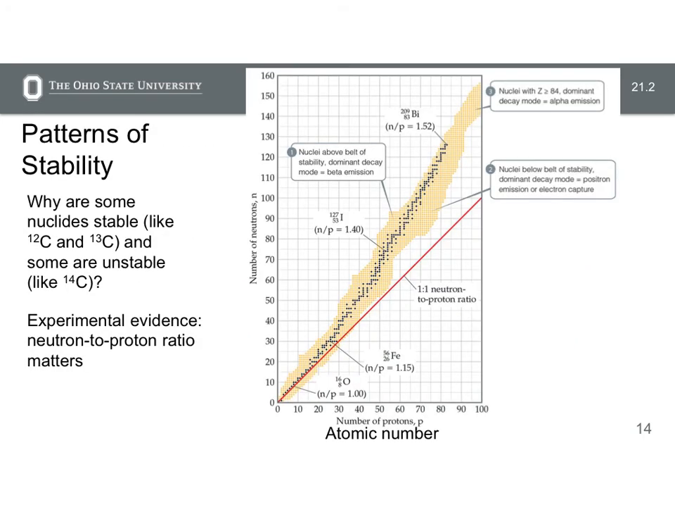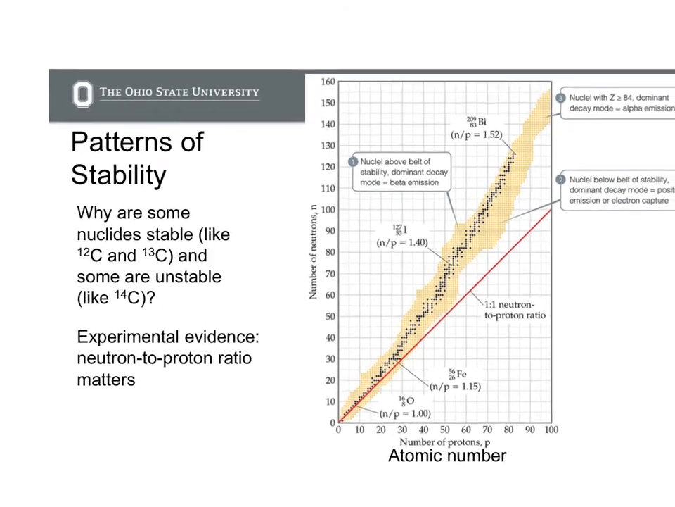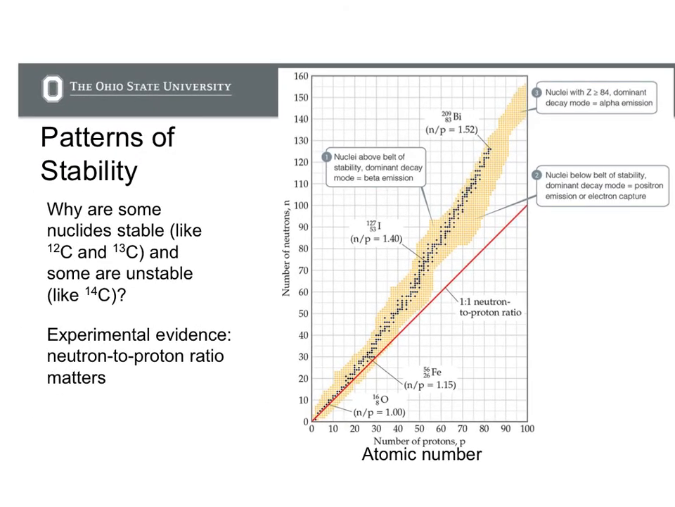All right. So there are some ways that we can predict the types of decays that different nuclides will undergo. It's not a perfect system. There's no law that states what's going to happen, but there are some trends, some patterns. Your book calls this the patterns of stability. Some nuclides are stable, carbon-12, carbon-13, and some are unstable, like carbon-14, which has a certain half-life and decays, and we can use that to our advantage.